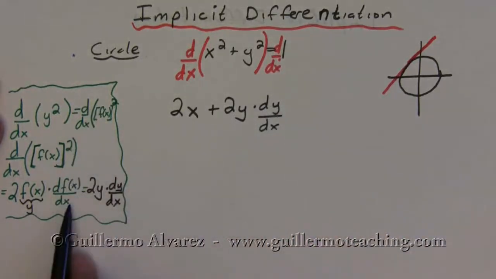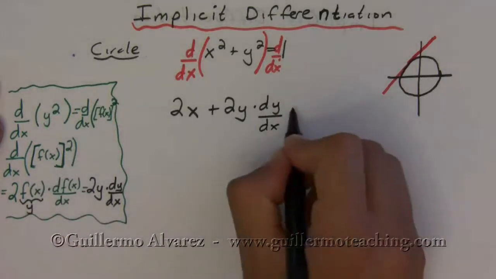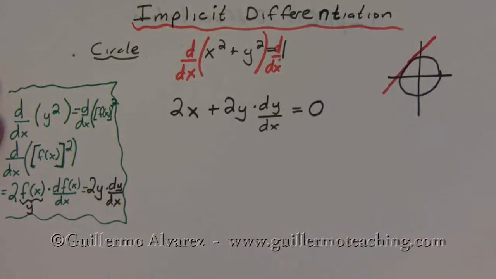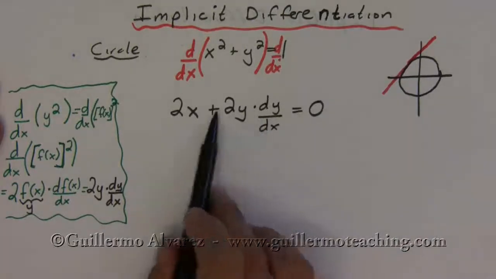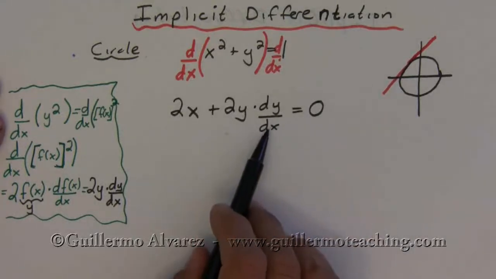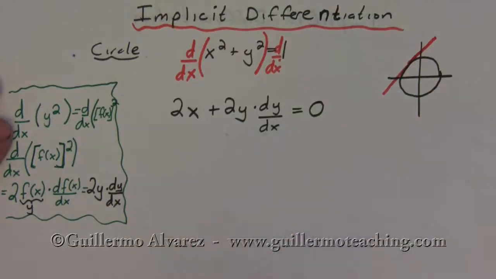And again, it's because of all of this that we just talked about, that y is a function of x. And this is equal to 0. And then what we're looking for, when we're looking for the slope of the tangent line, is dy over dx. That's what we're trying to solve for.